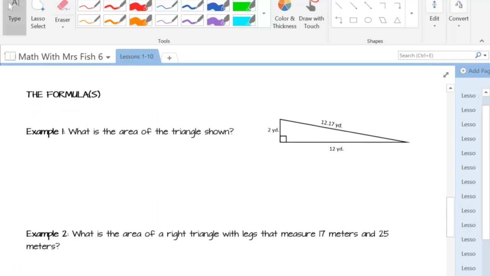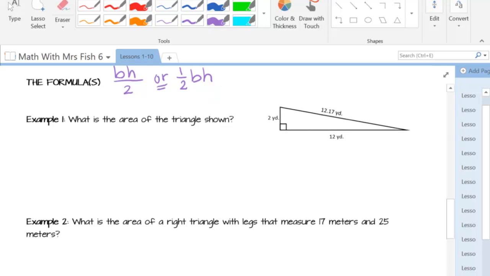And there are really two formulas, base times height divided by 2, or 1/2 of the base times the height. We're going to talk about both and we're going to see why they are actually the same thing. We're going to do it with both of those formulas.